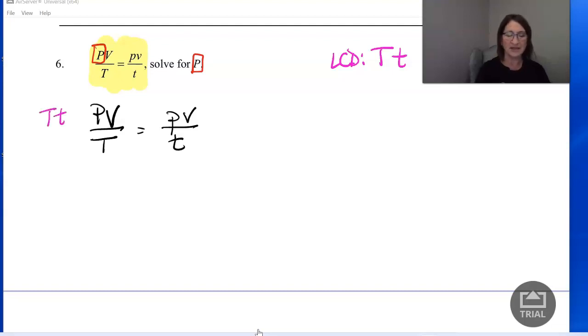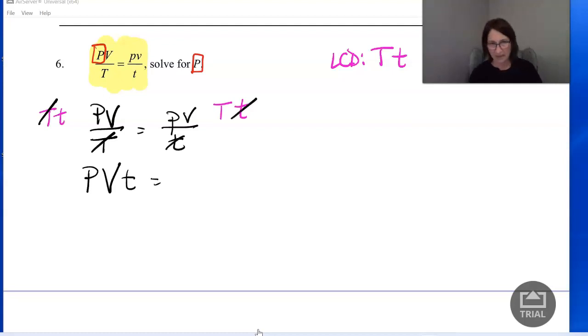Capital T, lowercase t, capital T, lowercase t. And so the first thing I've got here are my capital T's reduce. So then I've got capital P, V, lowercase t equals my T's. They cancel out. So I've got lowercase p, v, capital T. I'm still solving for a capital P.